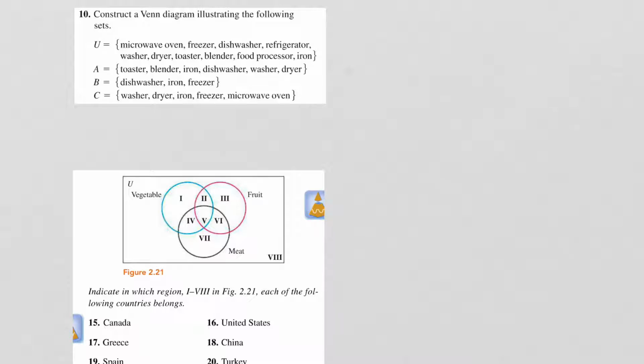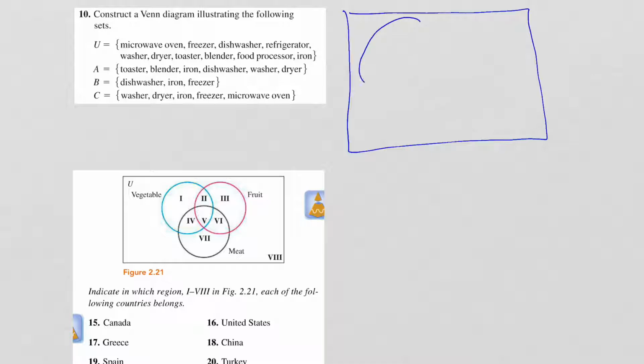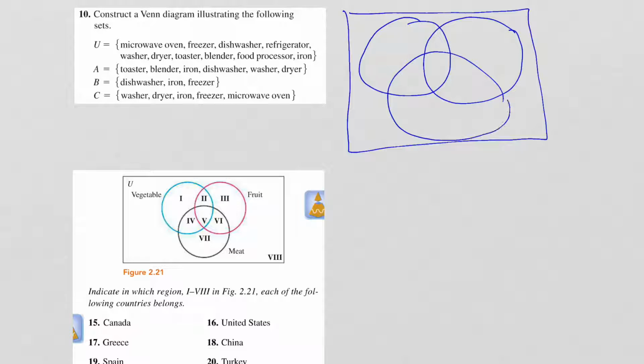So let's go ahead and construct our Venn diagram here. It's one big rectangle, then your three circles, two at the top, one at the bottom. Now, this is A, B, C, and U here.